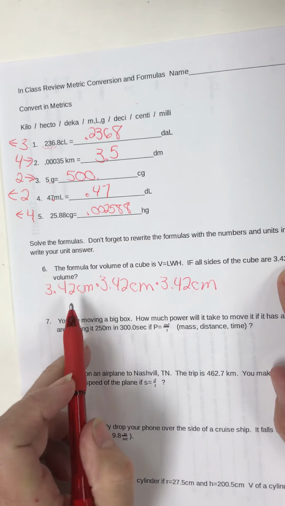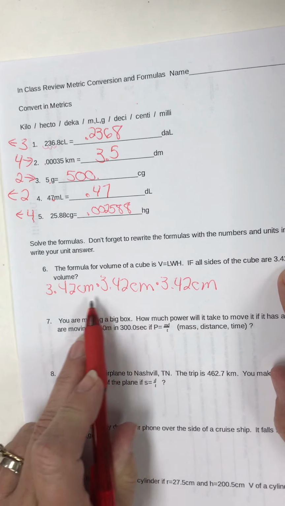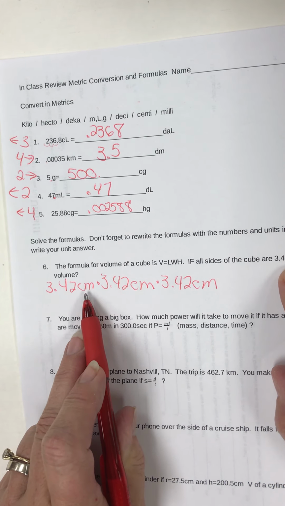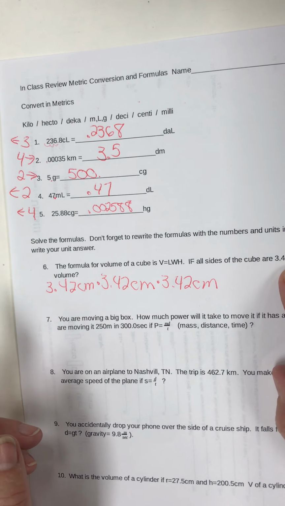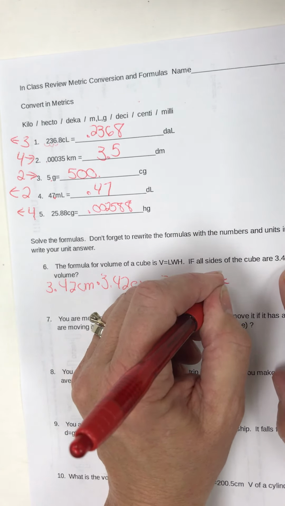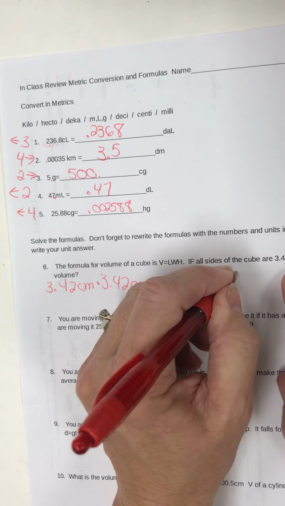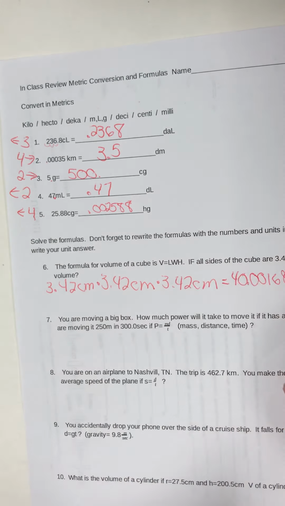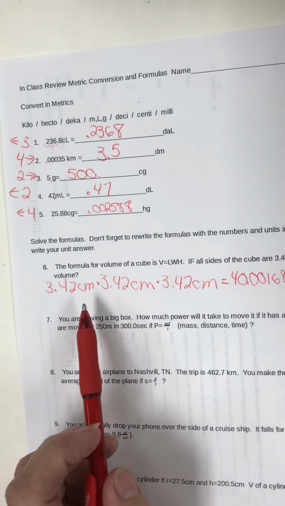Now remember, you have to write the centimeters. I've rewritten the formula with the numbers and the units in it. If you don't put the units in, you're not going to get points for the rewrite. Okay, I multiply that together and I get 40.001688. Now I got to figure out what to round it to.